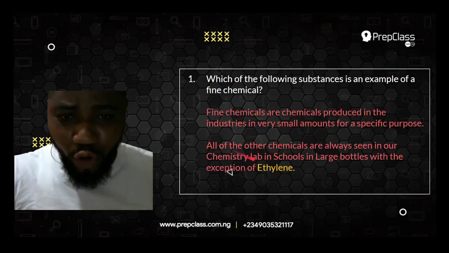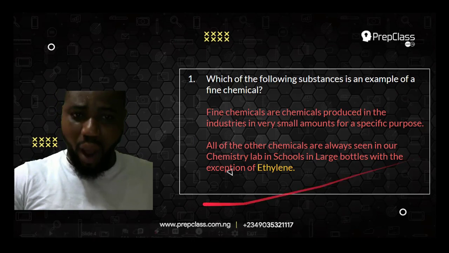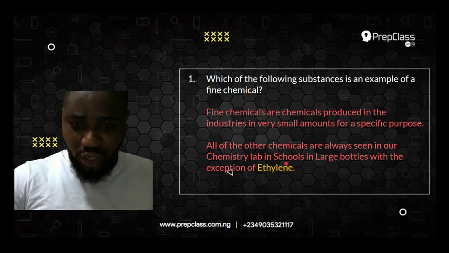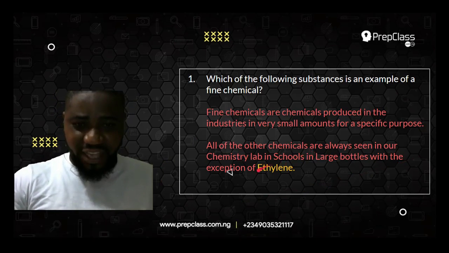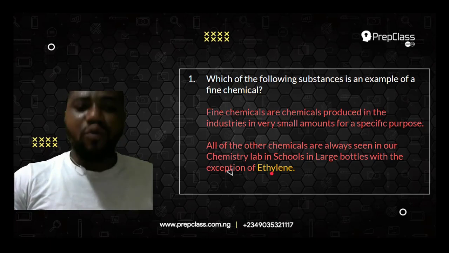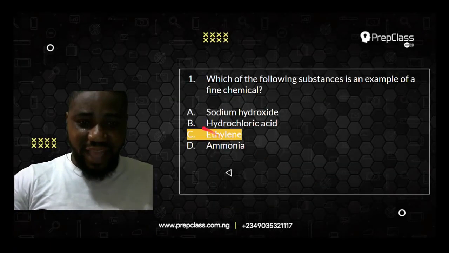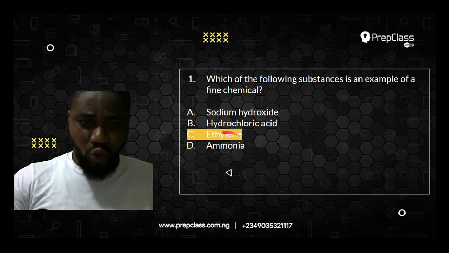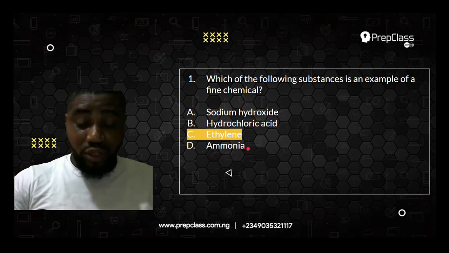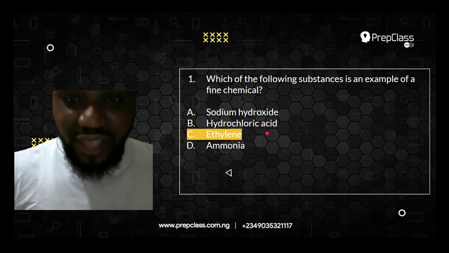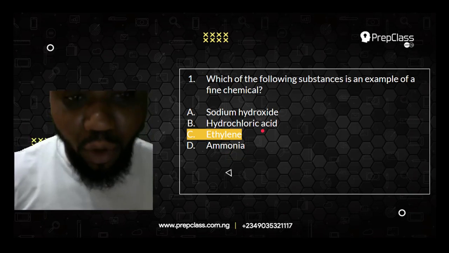So all the other chemicals are always seen in our chemistry laboratory in schools in large bottles, with the exception of ethylene. Out of all the chemicals listed, only ethylene is not commonly found or seen in our laboratory. So ethylene is the answer. Sodium hydroxide is produced in large quantities, hydrochloric acid in large quantities, ammonia is usually produced in large quantities in industries, and that's why we commonly see them in our laboratory because they are very, very important.